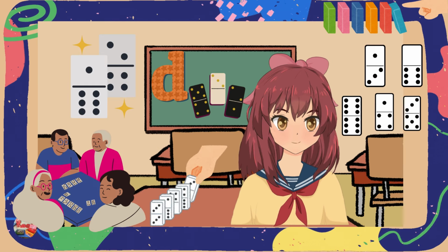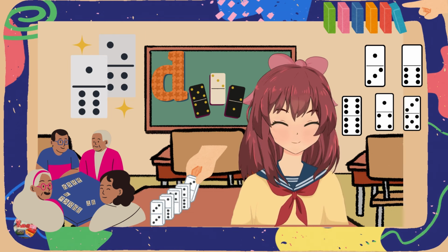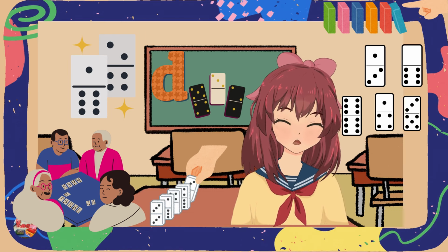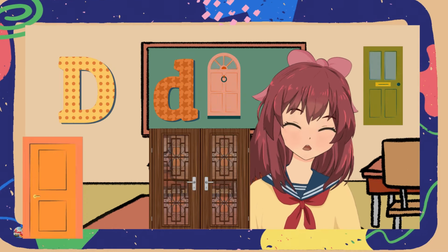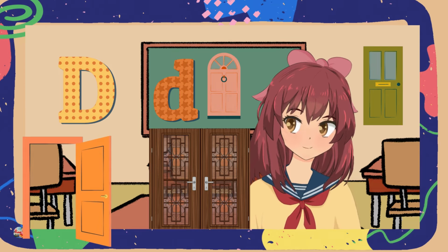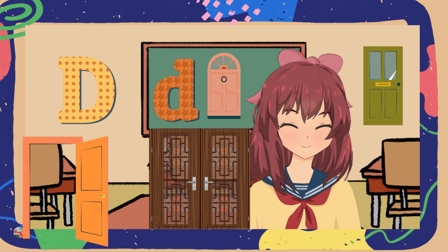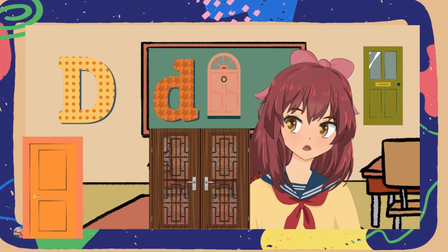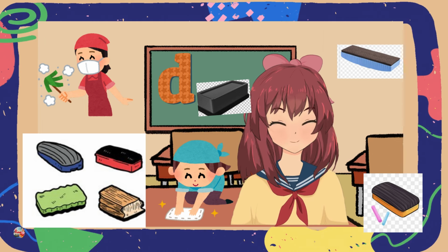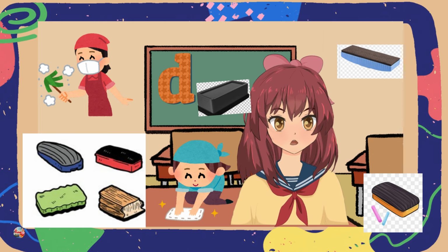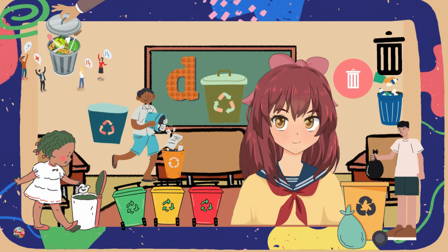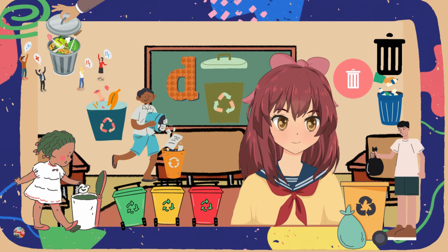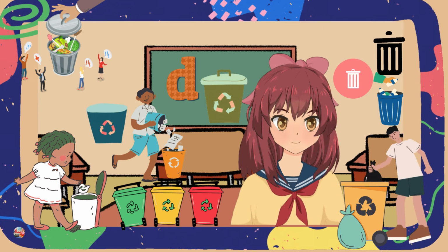The dominoes. You all like it, I think. Yes, it's nice. The dominoes. The door. The door. Very nice. The duster. Get it. The dustbin. The dustbin. Very good.